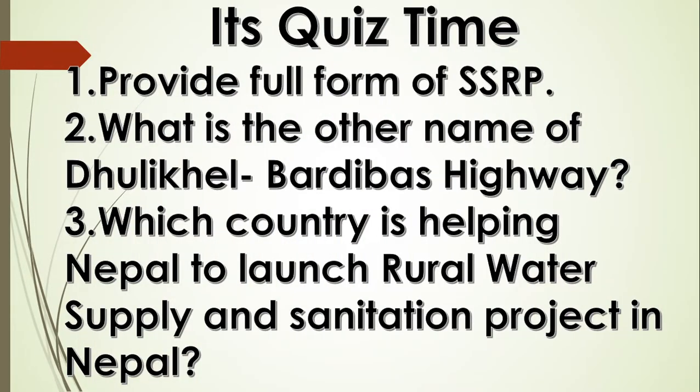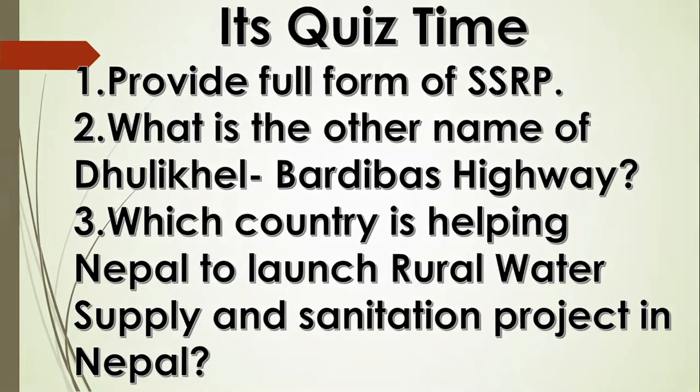It's quiz time. Number 1. Provide full form of SSRP. Number 2. What is the other name of Dhulikhel Bardibas Highway? Number 3. Which country is helping Nepal to launch rural water supply and sanitation project in Nepal? I hope you will write down the answers to these questions in the comment section below.